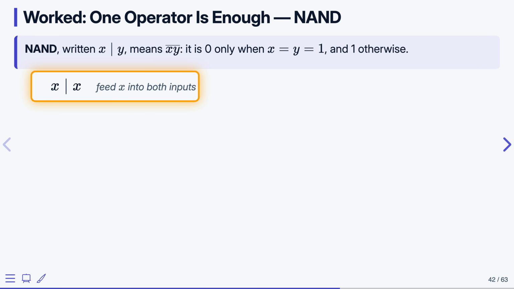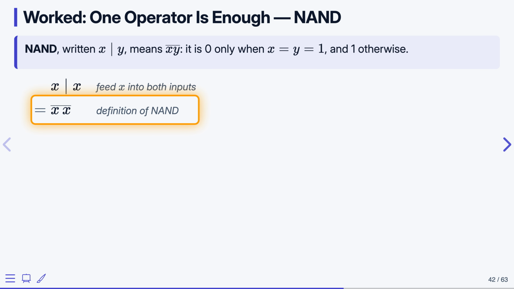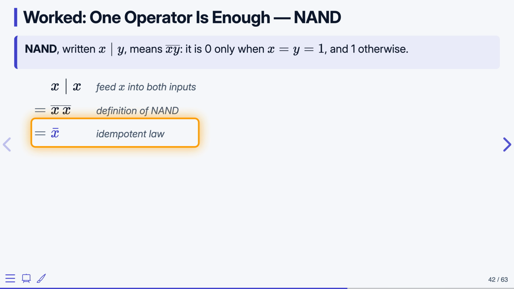Line 0, x NAND x. Step 1. By the definition, that is the bar of x times x. Step 2. The idempotent law says x times x is just x. So we get bar x. A NAND with both inputs tied together is an inverter. We have made the complement.